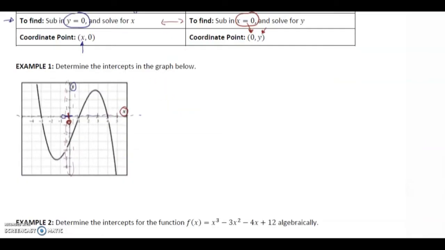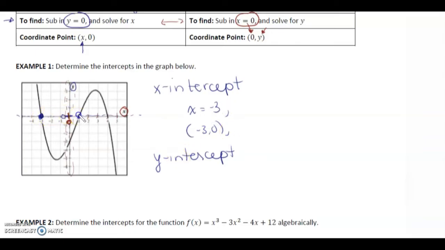Okay, so let's start this. Example 1, determine the intercepts in the graph below. So let's just name these x-intercept, and then we're going to go y-intercept. Okay, the x-intercepts, let's read the graph from left to right. So let's go smallest, -3. So you can either present these as x equals -3 or -3 comma 0.